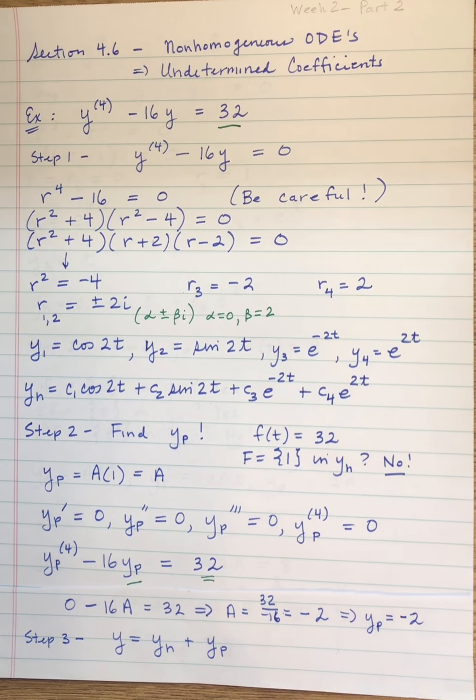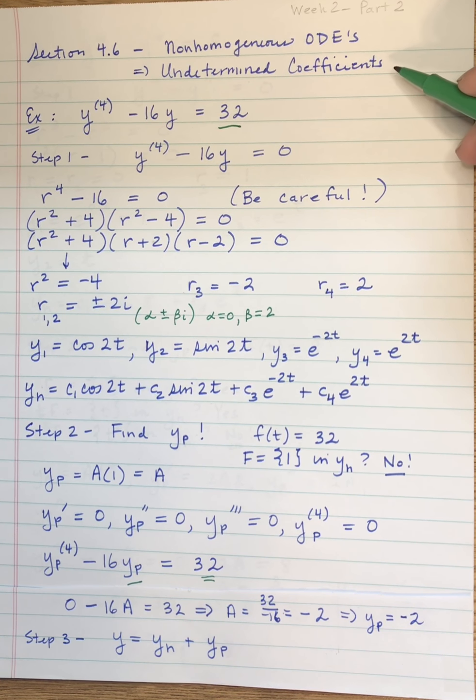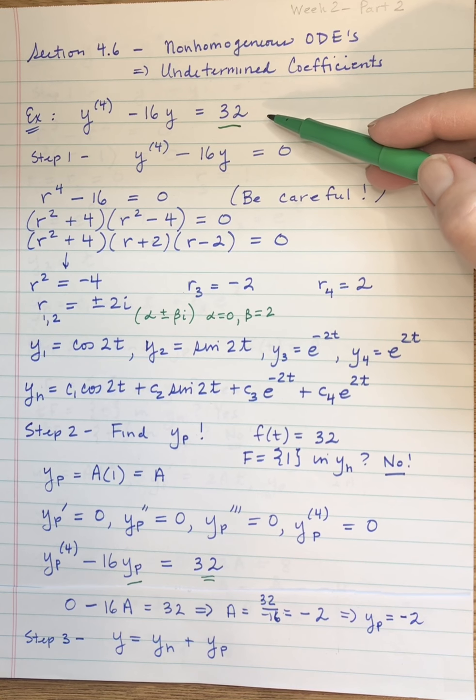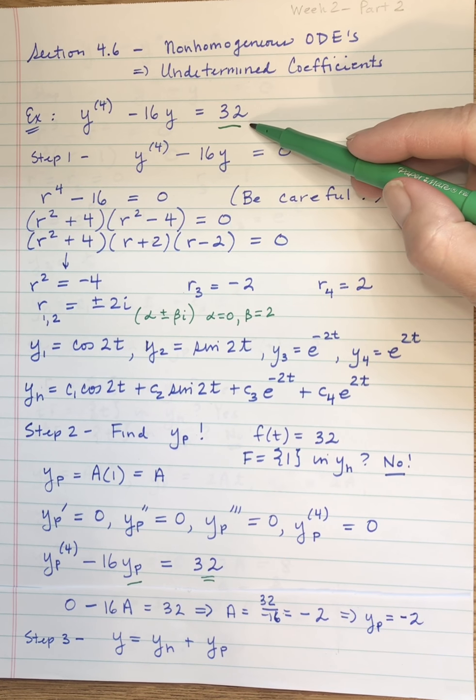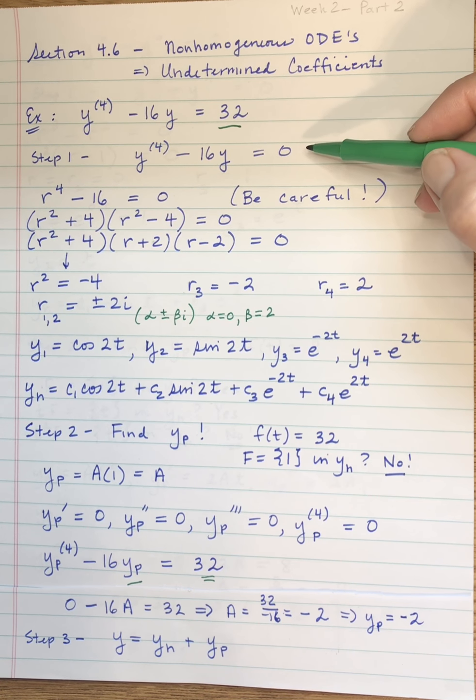Okay, let's take a look at another example of a non-homogeneous ODE where we use undetermined coefficients to solve it. So here we have a fourth order differential equation. It's non-homogeneous because of the 32 on the right hand side instead of 0. But of course the first step is to solve the corresponding homogeneous differential equation. So let's take a look.